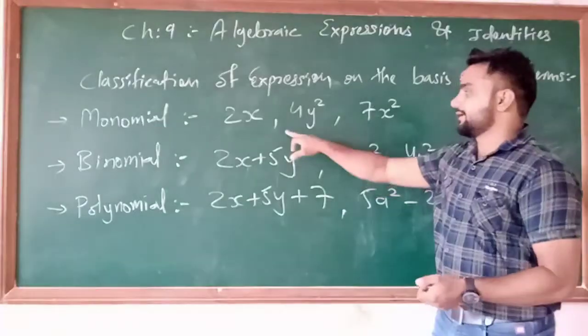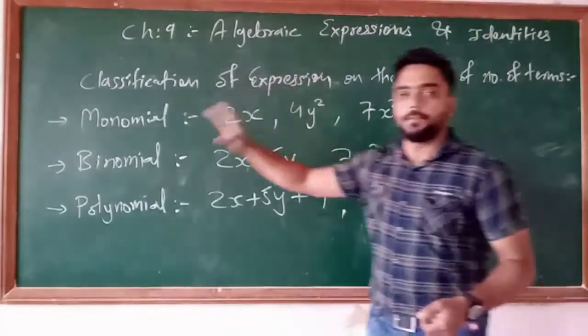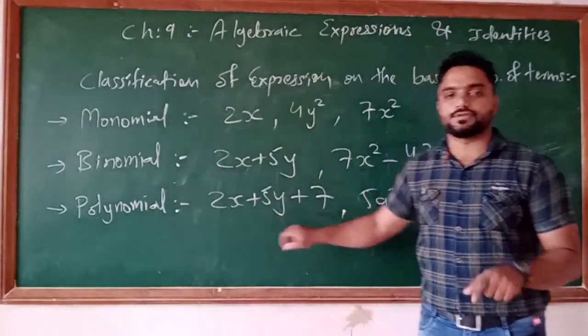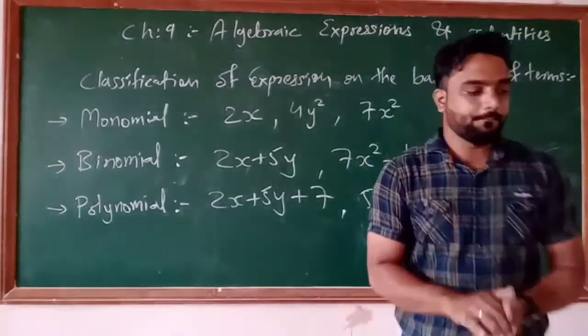Polynomials. A single term is called monomial, 2 terms is called binomial, and if 3 terms are there in a single expression, it is called polynomial. Understand or not?